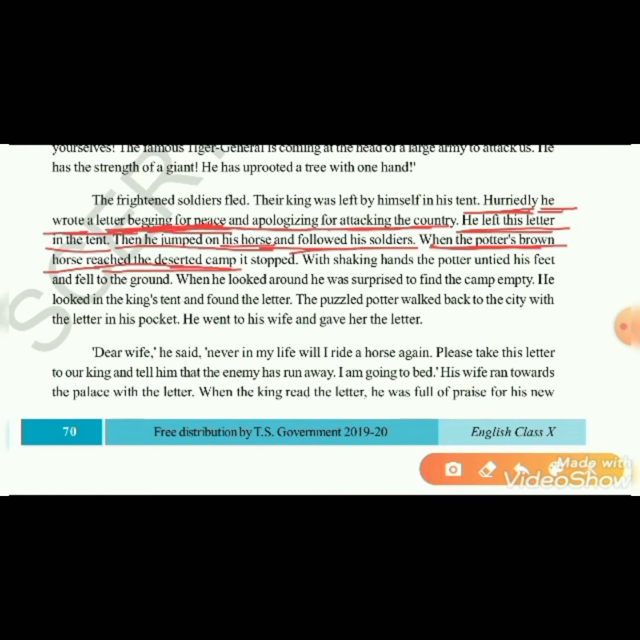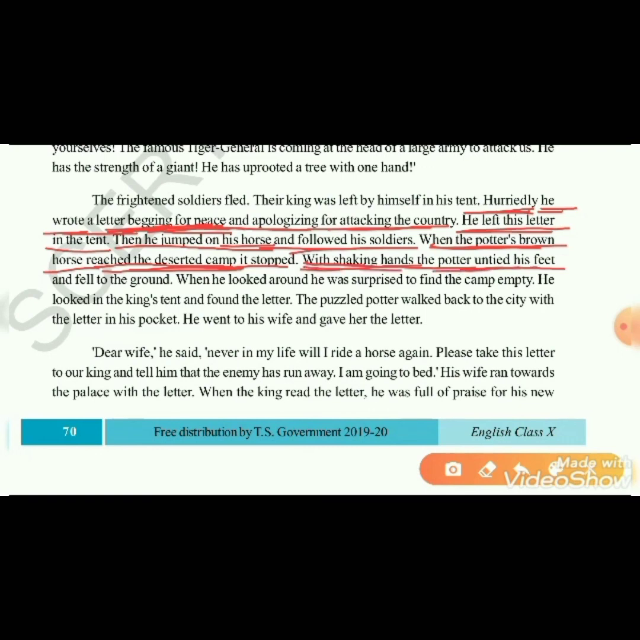When he looked around, he was surprised to find the enemy's camp empty. Nobody was there, because everybody was afraid. This man was coming like a Bahubali: in one hand, the ropes to control the horse; in the other hand, a young, powerful tree. Seeing that, the enemy's camp fled away, knowing that he was the tiger general.